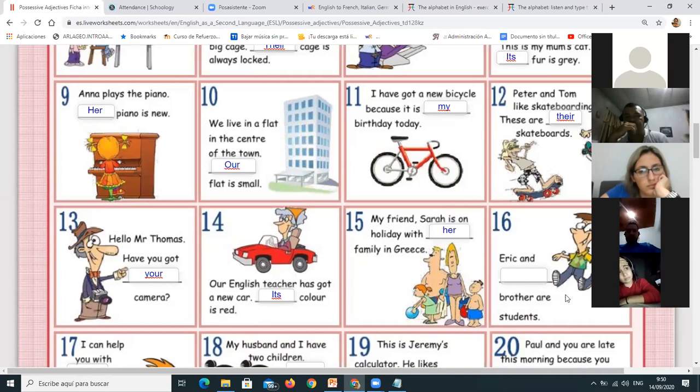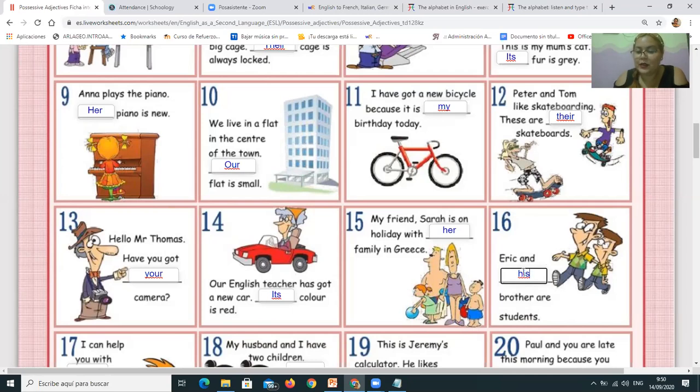Do you want to try number 16? Eric and my brother are studying. Eric and his brother. Very good. We are talking about this boy, right? This is Eric. This is his brother. And they both are students.